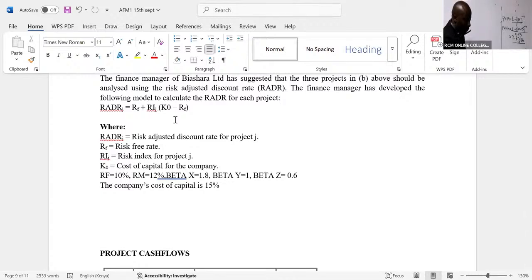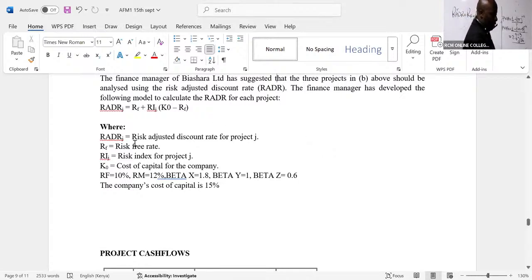So RADRI has been given. It is risk-free plus the risk index times (KO minus risk-free). Yeah, so we have here the risk index, and then we have here KO minus, in this case, risk-free. This formula, of course, will be given to you. It's very, very similar to CAPM.